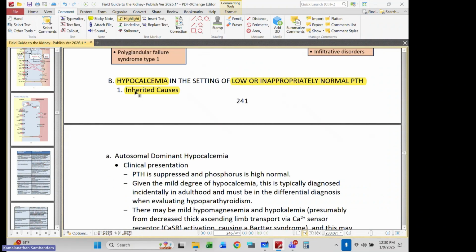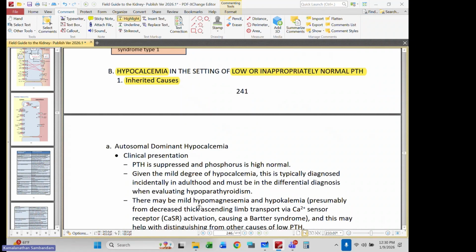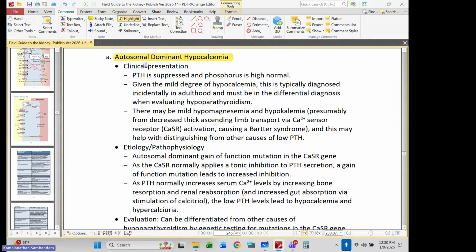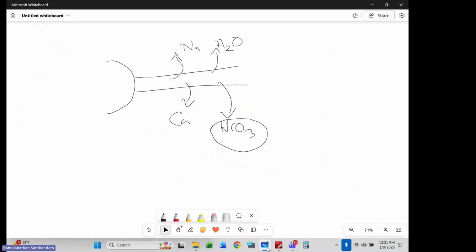Okay, so again, here we go, hypocalcemia with low or inappropriately normal PTH. And then our first one that we're going to discuss is autosomal dominant hypocalcemia. In this scenario, these patients will present again with PTH that is suppressed, phosphorus that's high normal. Let's talk about pathophysiology first, and then the presentation will make sense. This is a gain of function mutation in the calcium sensing receptor, right? This is the mirror image of the familial hypocalciuric hypercalcemia, which we talked about, right?